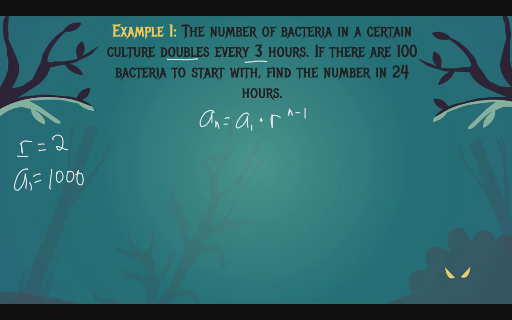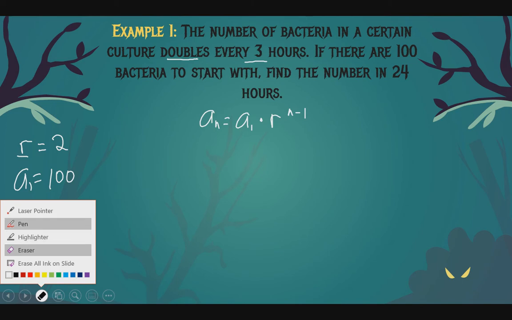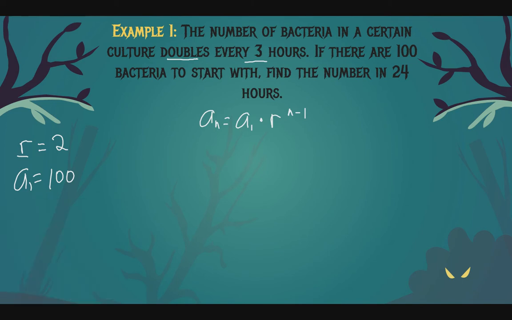Ngayon, find the number of bacteria in 24 hours. So, sa loob ng 24 hours, ilang beses siya madodoble? Kasi every 3 hours eh. So, hindi po 24 ang ating n. Ano ang ating n? Mangyayari dyan, 24 divided by 3. Kasi sa loob ng 24 hours, every 3 hours lang naman siya doble. So, ang sagot dun is 8.